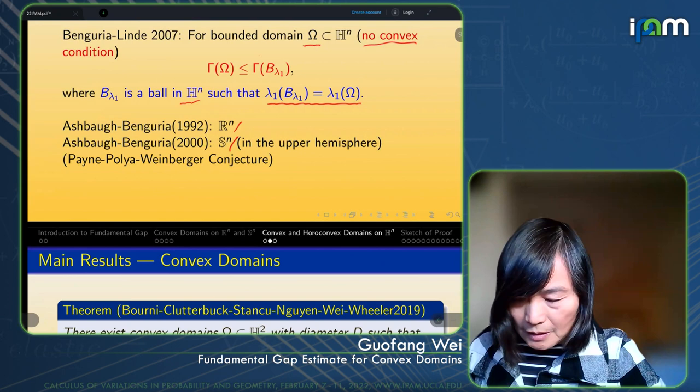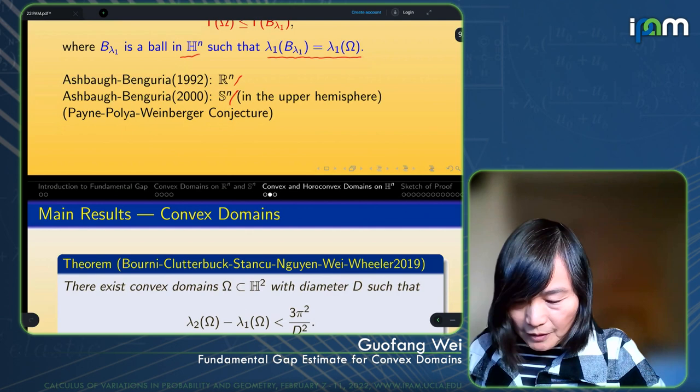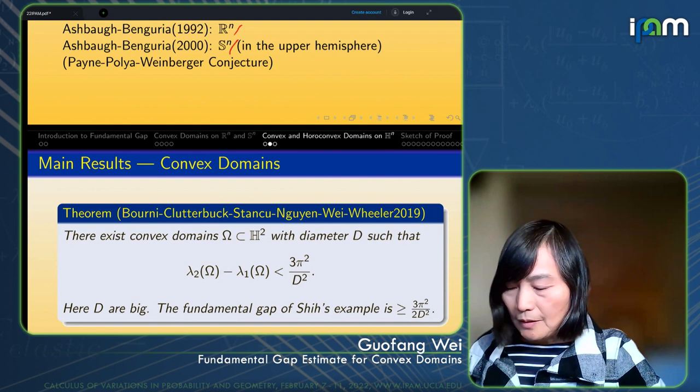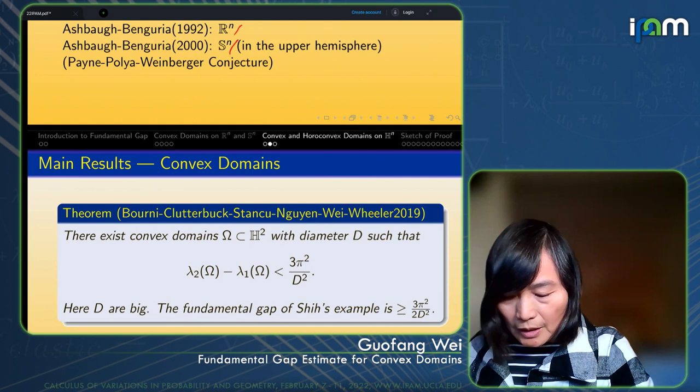In the beginning, motivated by Xi's example, we started with the gap in the hyperbolic plane and found a convex domain such that the gap is smaller than 3 pi squared over d squared. But we still showed that in Xi's example, there is still some lower bound, which is like 3 pi squared over 2d squared. So at this time we said, okay, maybe the same bound is not true, but maybe there's still some lower bound.